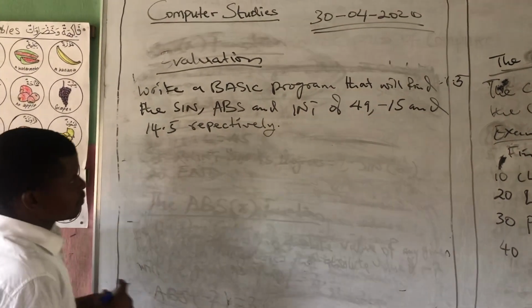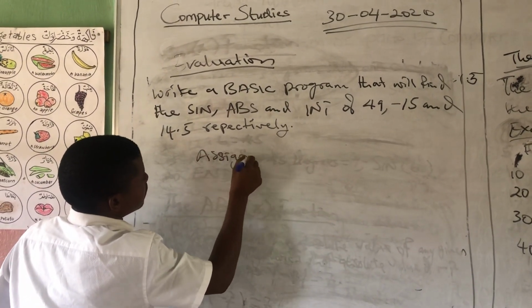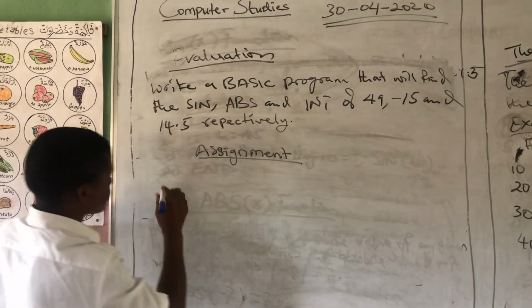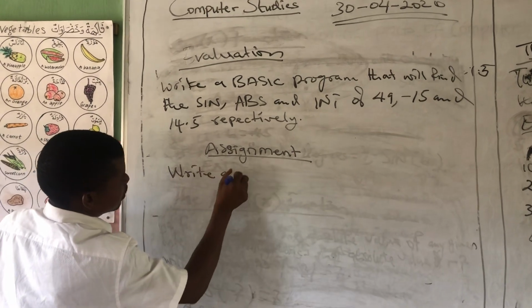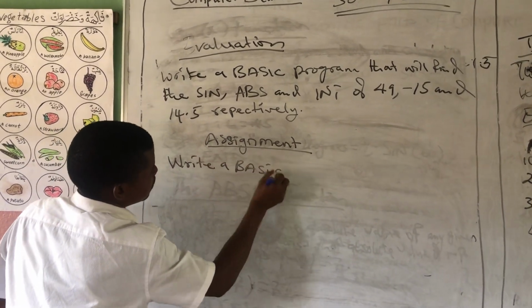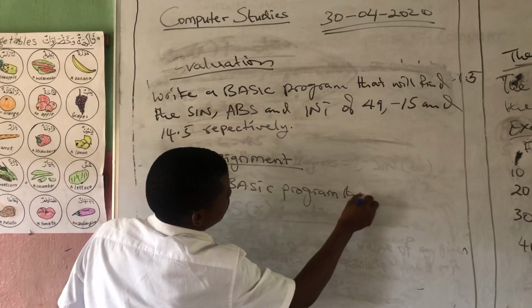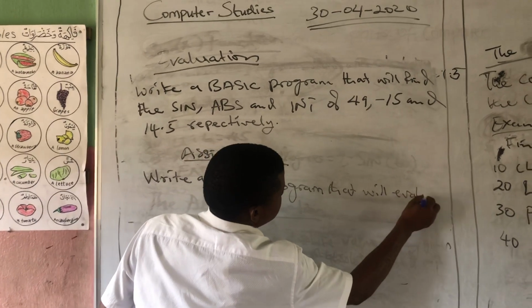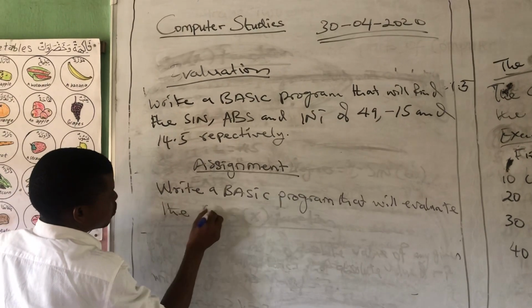Then assignment: write a basic program that will evaluate the cosine of 60 degrees.